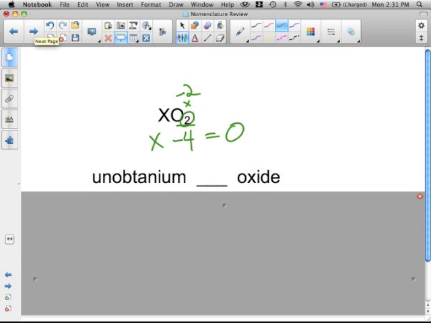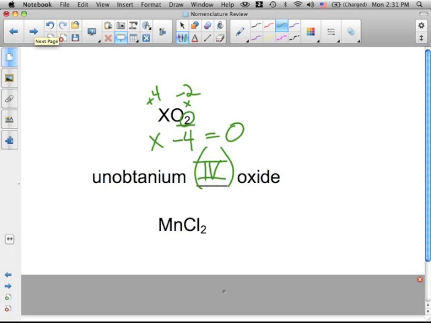Looky there. We have a math problem. X minus 4 equals 0. X, therefore, must have a charge of +4 in order to cancel that out. So, unobtainium would have an oxidation state of 4, making this unobtainium 4 oxide.